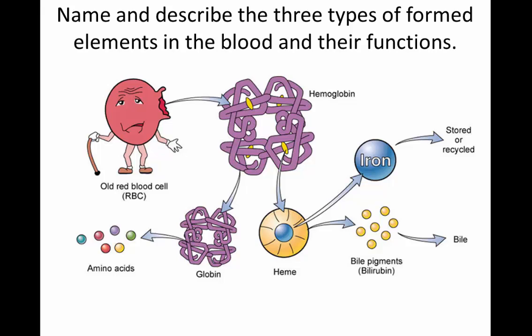The heme group is actually the only item that we break down and get rid of. The heme group ultimately becomes part of bile, which our livers make and then secrete into our intestines in order to be excreted later as waste.